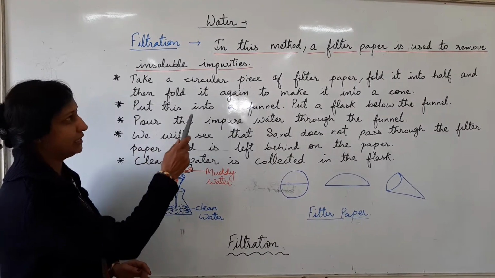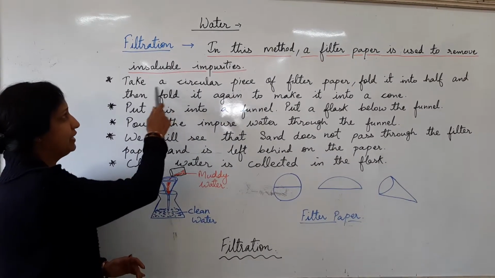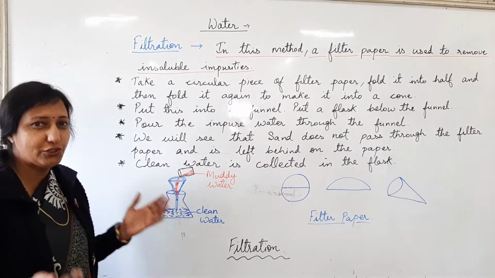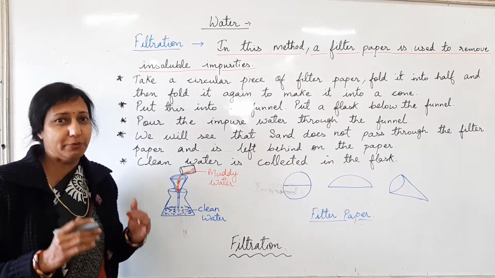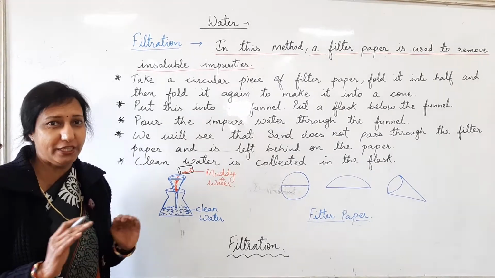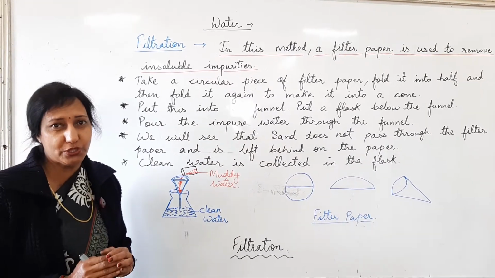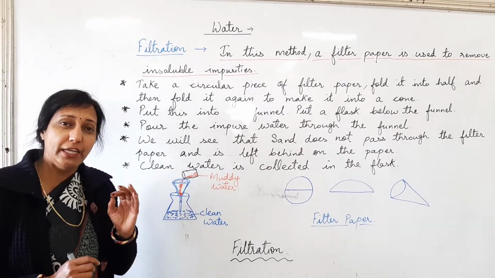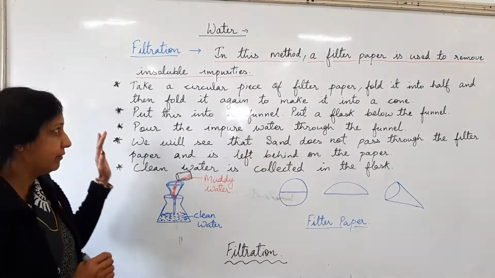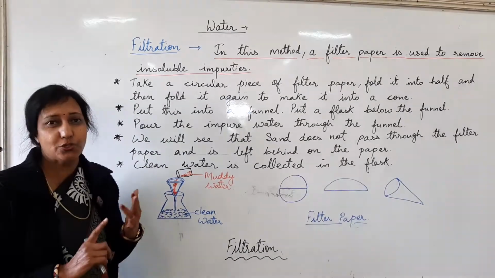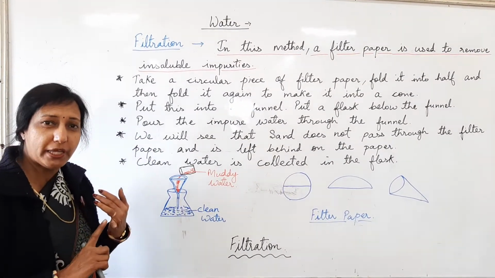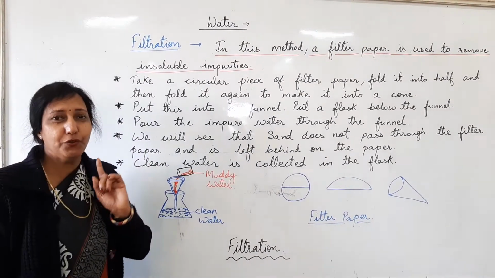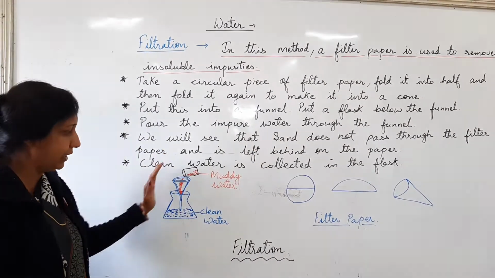Children, in this method, a filter paper is used to remove insoluble impurities. You must be thinking, what are insoluble impurities? Children, at times you must be knowing that the water is not clean all the time. Whenever you need to use the water, the first priority is that you must see whether the water is clean and pure or not. But for this, there is one method which is known as filtration for making the water clean. How is filtration done? Children, for this you have to use a filter paper to make the water clean.